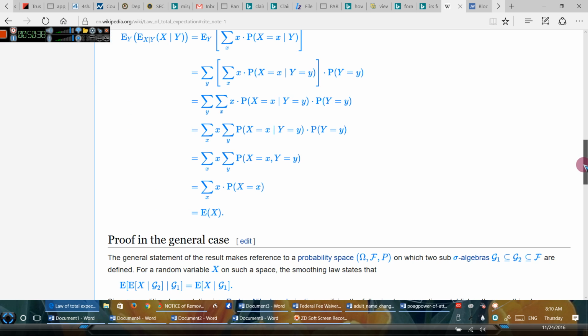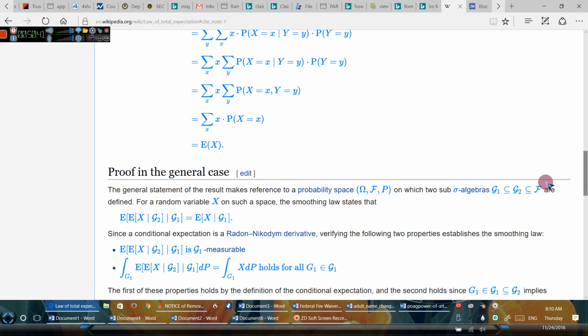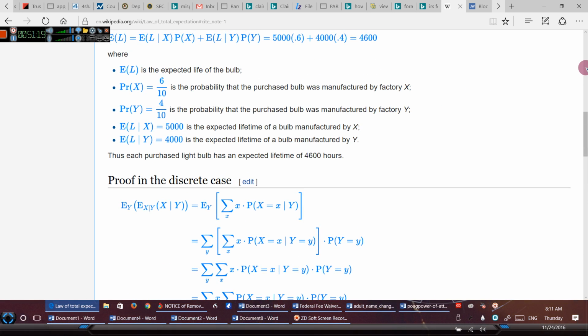But I like this. I like this. See, it says the general statement of the result makes reference to the probability space, of which the two sub-algebra are defined for the random variable x on such a space, and smoothing law states, look, these figures I've not studied. I can't tell you what this symbol is. Yes, I can. I know what that symbol is. I also know about random variables. That's physics, especially quantum. Okay, I know things that I should not know.